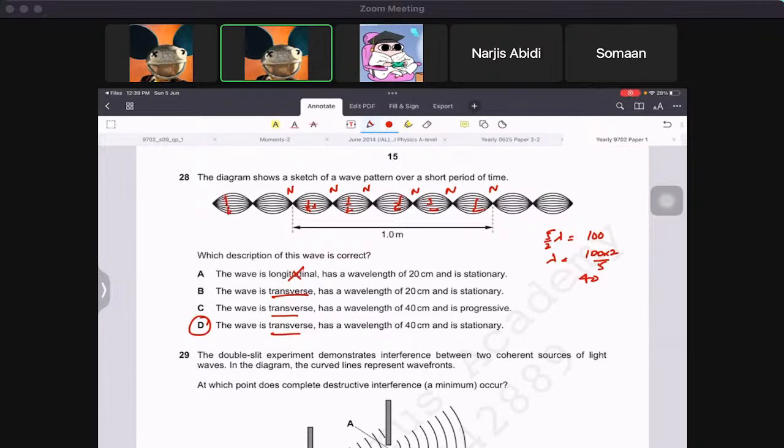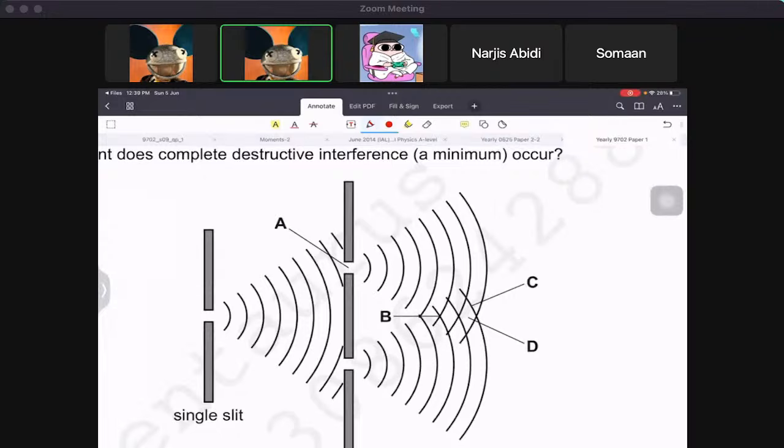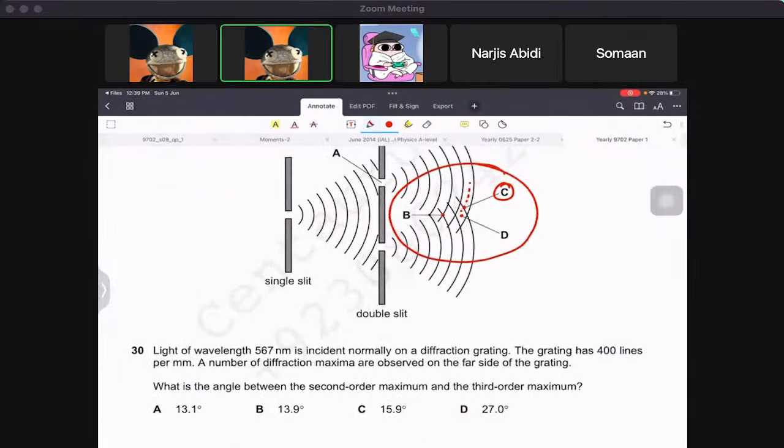Now, at which point does the complete destructive interference minimum occur? Now let's see. The interference is only happening in this direction, so we're going to look at it. When the solid line and solid line meet, this is constructive. This is also constructive because dotted. So this is like a dotted line and a solid line means. So C is the one where destructive interference is happening because crest and trough is meeting.